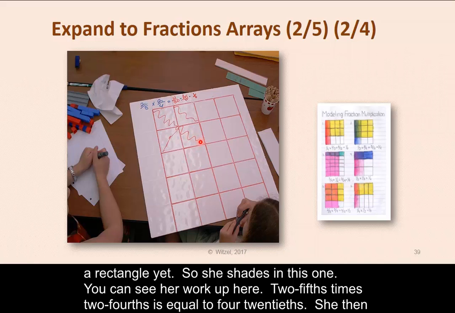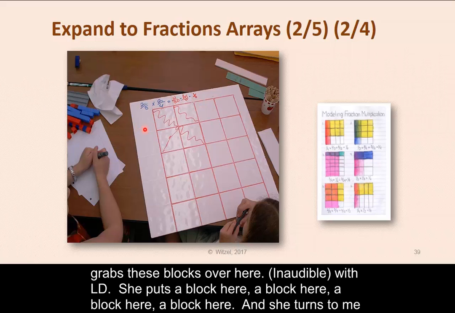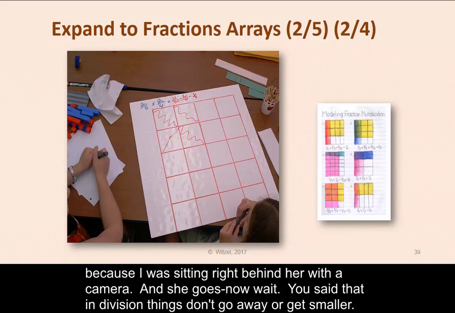But let me show you what she did here. She then grabs these blocks over here. Let's try with a little key with LD. She puts a block here, block here, block here, block here. And she turns to me, because I was sitting right behind her with the camera, and she goes, now wait, you said that in division, things don't go away or get smaller. They just get kind of looked at differently. And they have to be the same size. I say, yeah, that was with whole numbers.